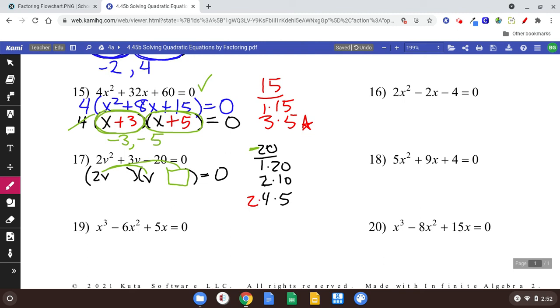2 times 4 is 8. If I go 8 minus 5, that's 3. That's it. That's going to work. So keep in mind, the 4 has to go over here because that's getting multiplied by 2. And then what are we doing? We're subtracting 5. 8 minus 5 is 3. So that means a -5 is right there.